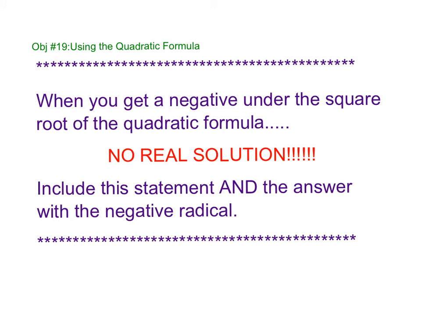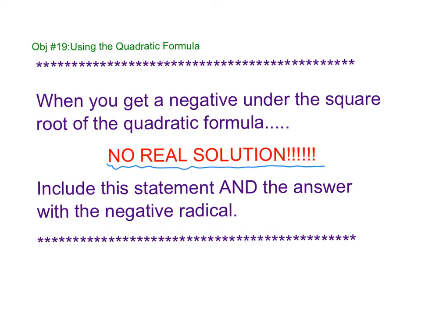Okay, so now the ones that are more difficult that we're going to talk about now is, what if we get a negative under a square root? So I've kind of been avoiding that, but that does happen. When that happens, all I want you to do is write the phrase, no real solution, right?